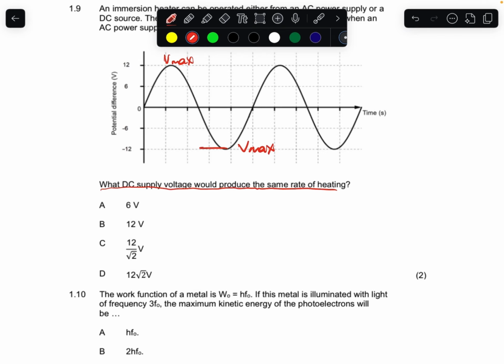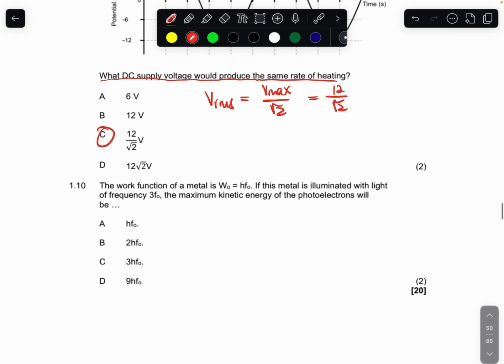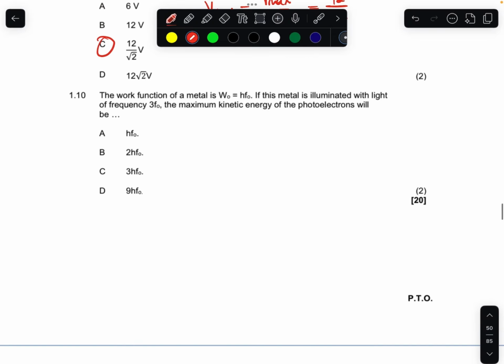Now the question says, what DC supply voltage would produce the same rate of heating? So for the same rate of heating, the DC current will produce the what? The Vrms. So that means the Vrms will take the Vmax and we divide by the square root of 2. So it's going to be 12 divided by square root 2. Which option has that? This is not an option, not an option, this is an option. So the answer here is C, right?